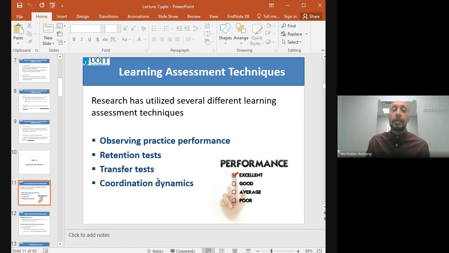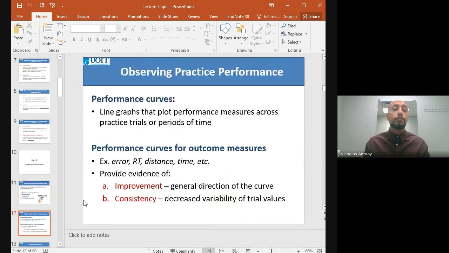And then coordination dynamics is a way researchers tried to evaluate coordination changes, because technically, as you become better and better at a motor skill, your coordination in terms of the movements that are utilized tend to sort of come together. Maybe there's a way to test that. And so these are the 4 different ways that were discussed in research.